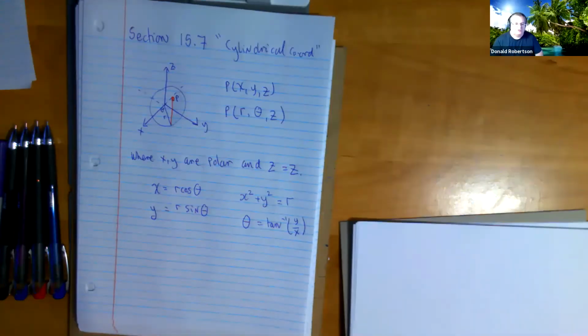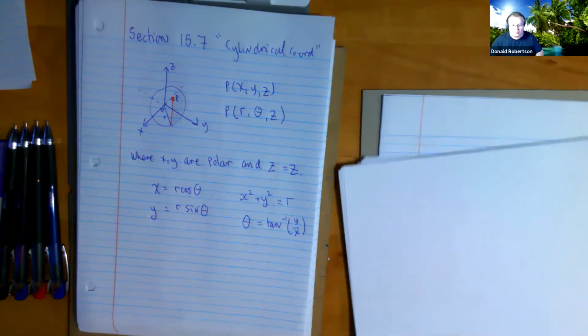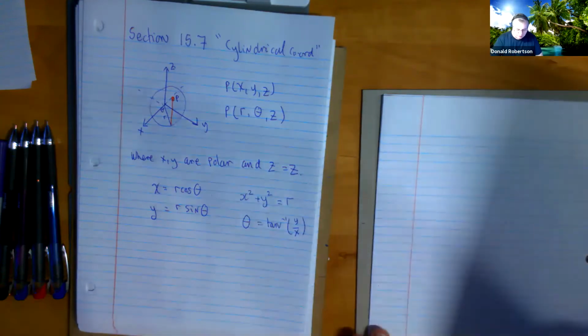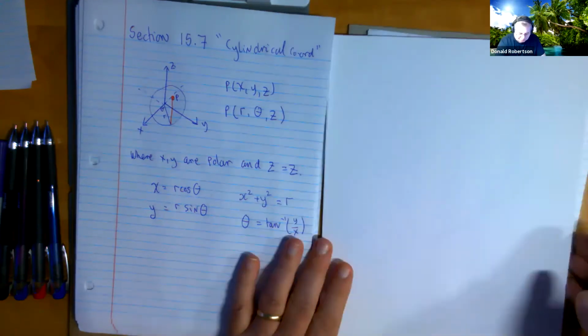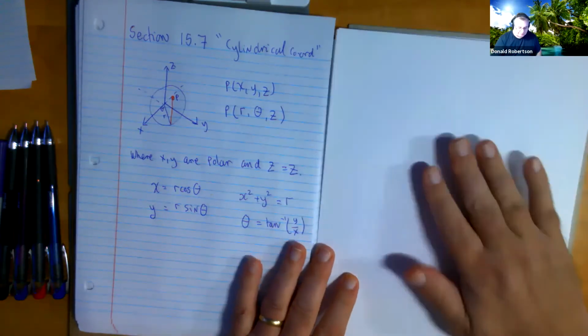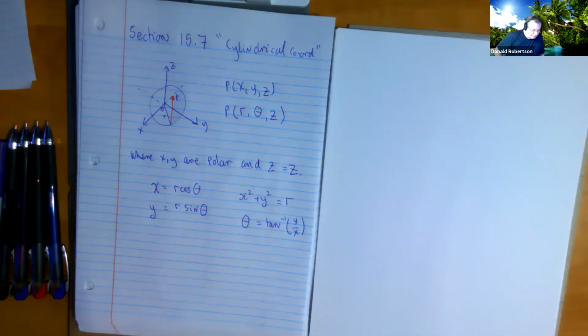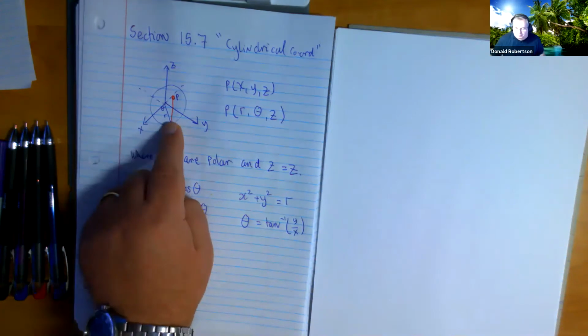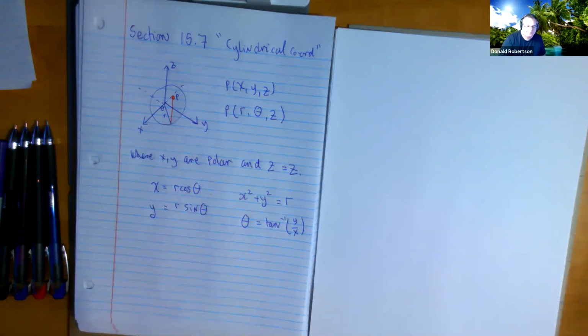We're going to start a new section today. It's called cylindrical coordinate system. We're going to use it to help us to integrate as well. So what does a cylindrical coordinate system look like? And this is my very bad attempt to draw 3D.